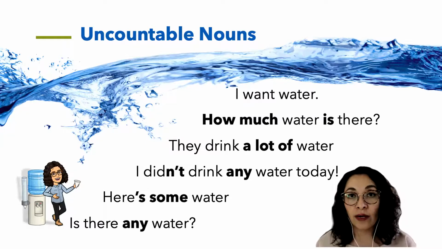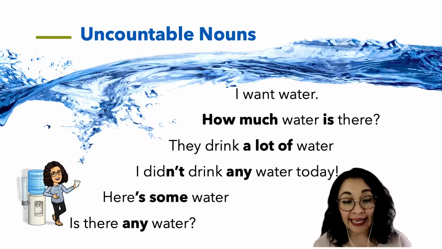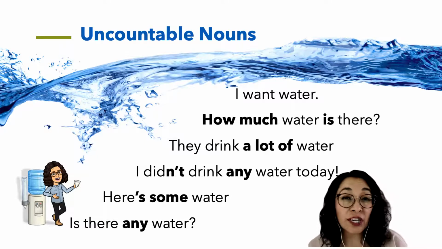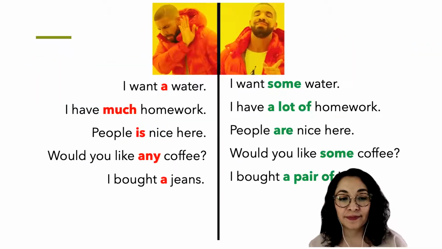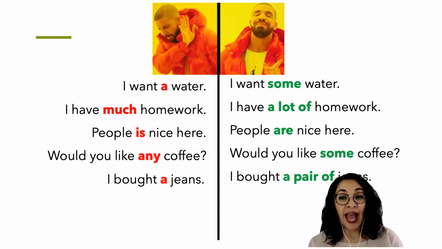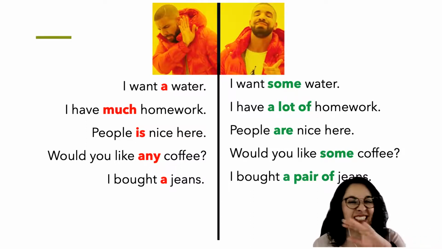Here's the singular form of the verb, some water. And in questions, we also use any with uncountable nouns. Is there any water? There are some issues you have to be careful about. For example, I want a water, wrong. I want some water is right.